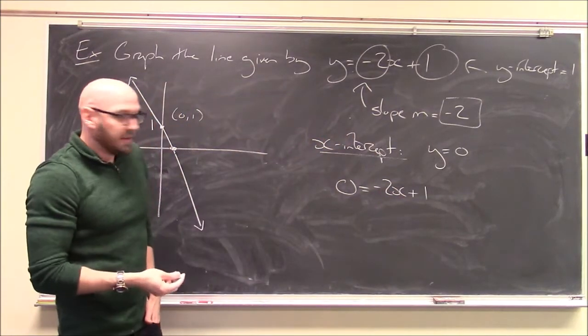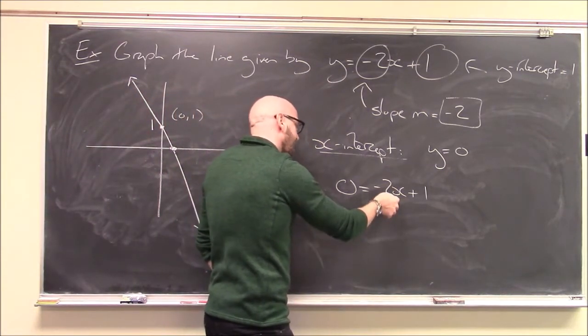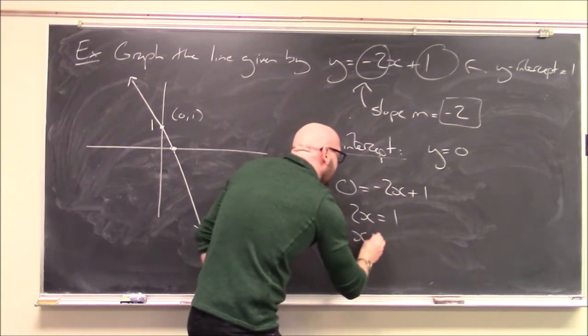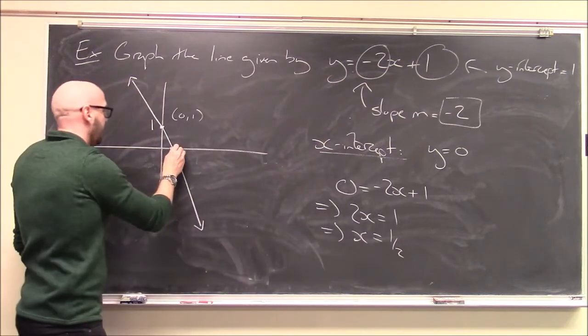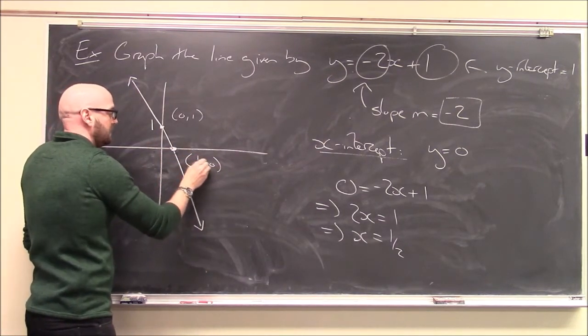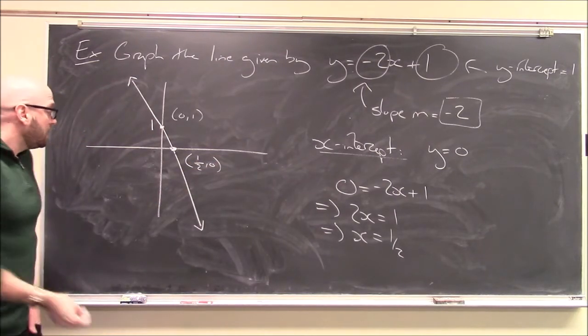And now I have a linear equation. I just have to solve for x, right? This shouldn't take too much work. Let's add 2x to both sides. So 2x is 1, which means x, divide both sides by 2, is 1/2. So this point right here is 1/2 and 0. Here's my x-intercept.